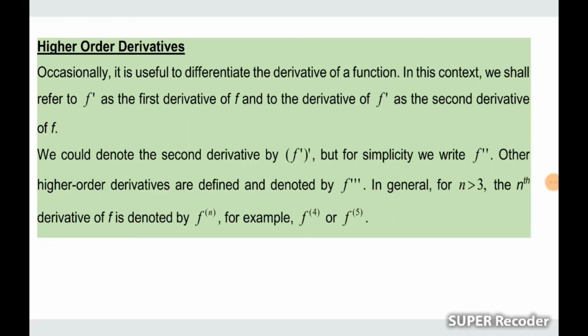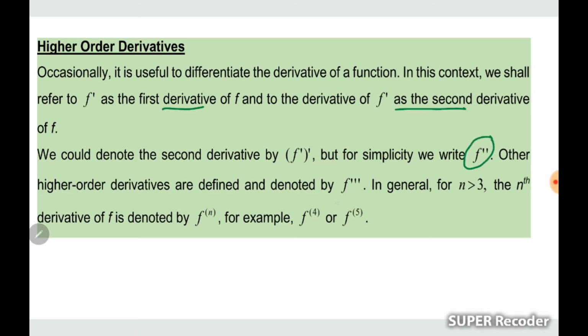Now we continue to higher order derivatives. Occasionally, it is useful to differentiate the derivative of a function. In this context, we shall refer to f prime as the first derivative of f and to the derivative of f prime as the second derivative of f. We could denote the second derivative by f prime prime, but for simplicity we write f double prime.